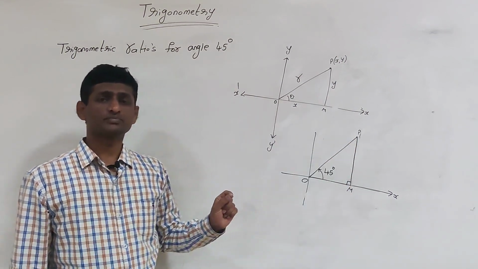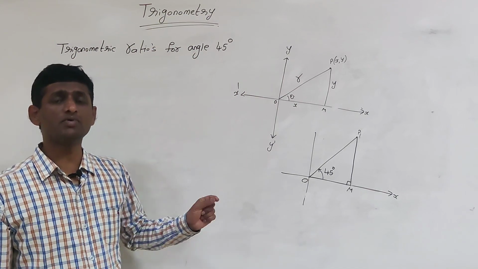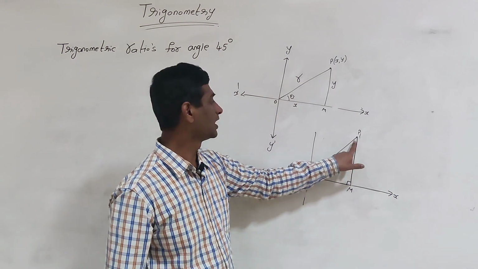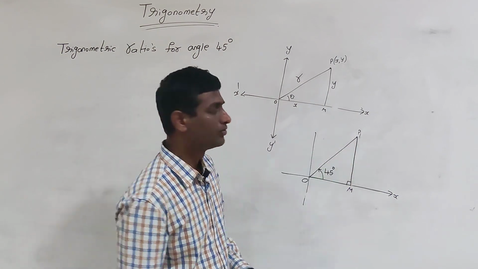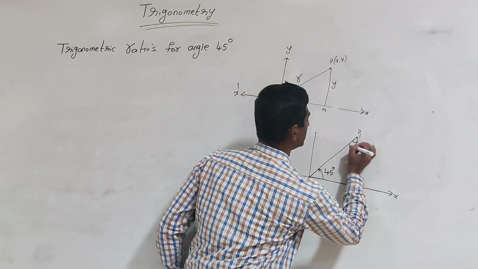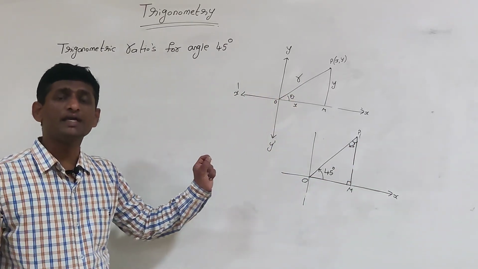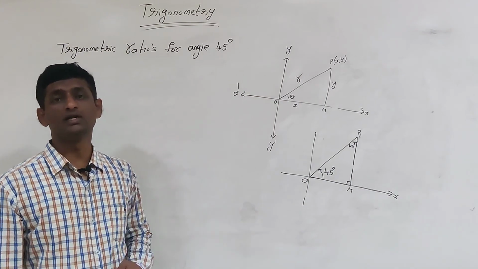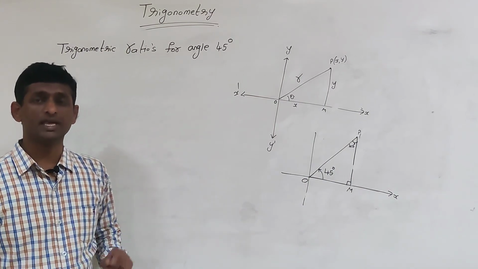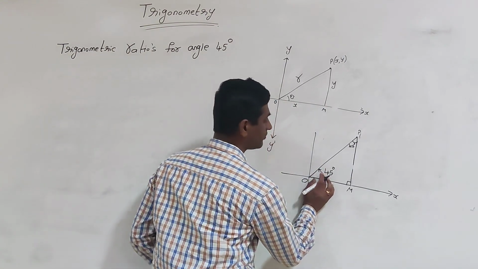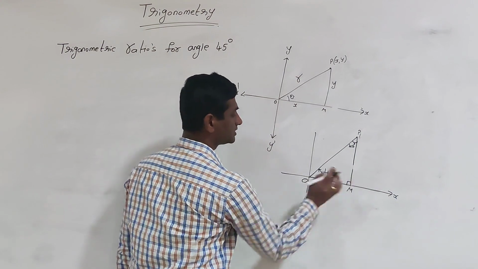In a triangle, the sum of the three angles should be 180 degrees. So 45, 90 degrees. And what will be the remaining angle? 45. Means it is what type of triangle? Yes, it is an isosceles right angle triangle. Isosceles means any two sides are equal. So 45, and here also 45, and this is 90.